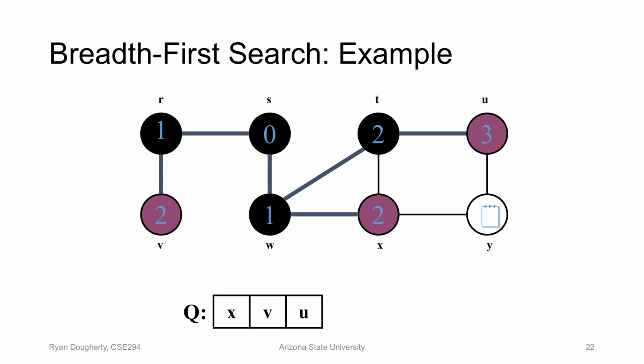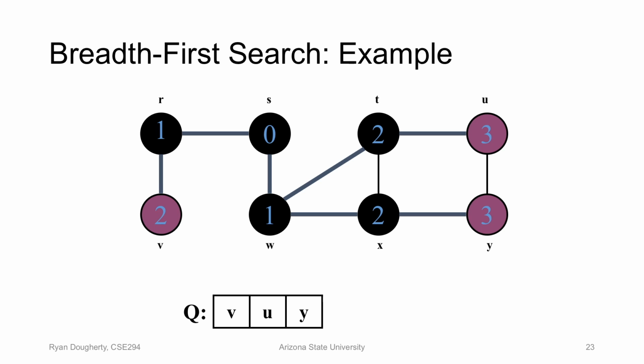So I'm going to update U only. I'm not going to update X. And update U's color. X is at the front of the Q, so I'm going to update Y. Obviously, V has no white adjacent vertices. So what's going to happen to V? It'll be DQ'd, obviously, but what's going to happen after that?